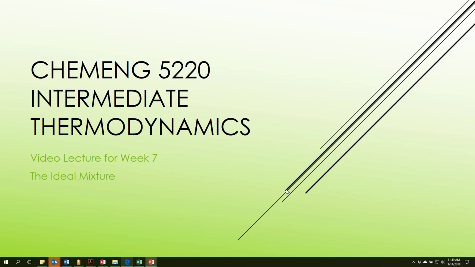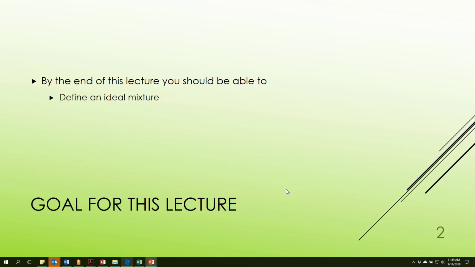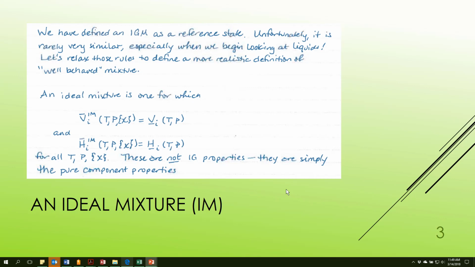In this lesson, we're going to be looking at the ideal mixture. Our goal is simply to define what an ideal mixture means. We've been using an ideal gas mixture as a reference state, but that's not really a very good reference when we're dealing with liquids. So we'd like to relax those rules a bit so that we can have a more realistic definition of what well-behaved means.